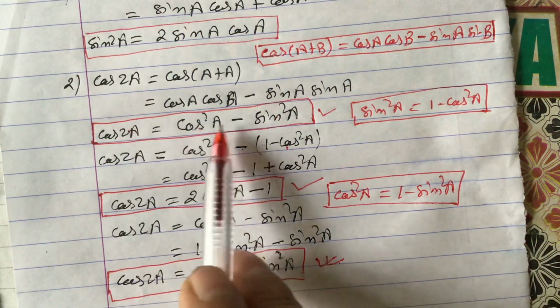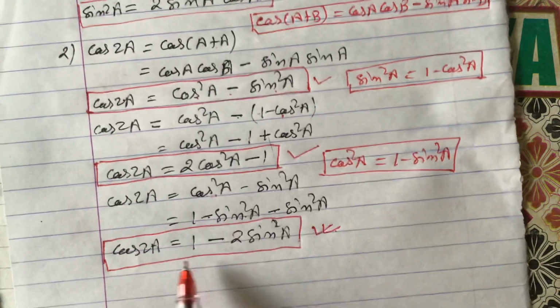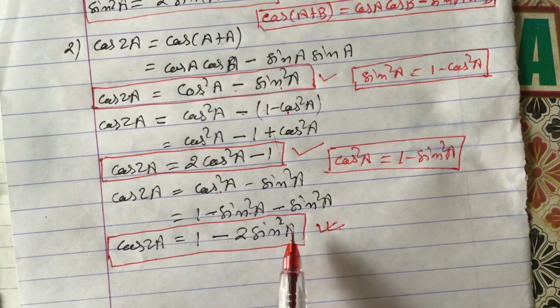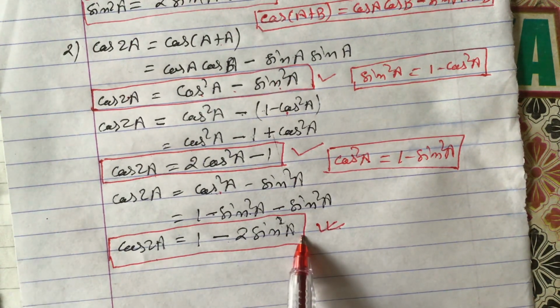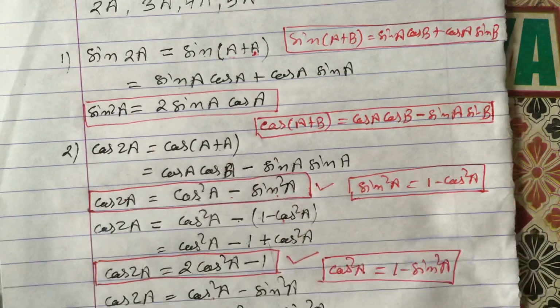So altogether, we got 3 formulas for cos 2a. One: cos 2a is cos square a minus sine square a. Another: cos 2a is 2 cos square a minus 1. And another: cos 2a is 1 minus 2 sine square a. These are the 3 formulas for cos 2a, and we have got one formula for sine 2a.